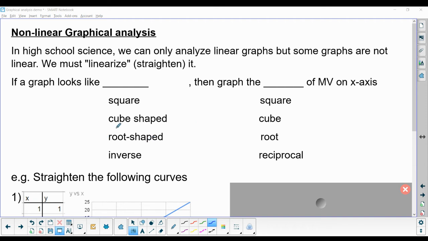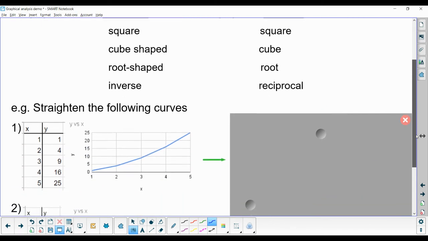Similarly, if a graph looks like it's cubed, we need to graph the cube. And if the graph looks like it's root shape, then we need to graph the root of our manipulated variable on the x-axis. And lastly, if the graph looks like an inverse graph, then we need to graph the reciprocal of our manipulated variable on the x-axis. Let's look at a couple of examples.